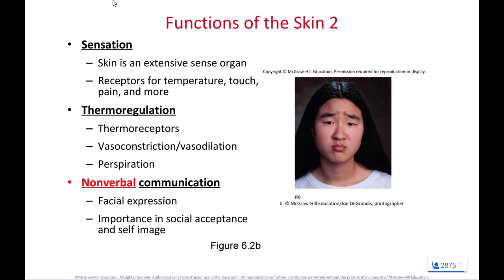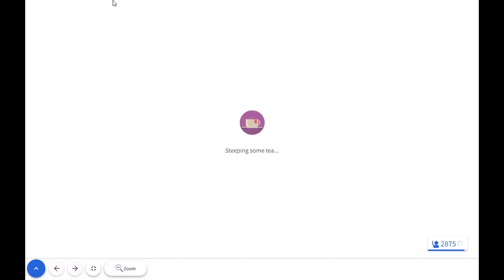And then finally, with our sudoriferous or sweat glands, we're going to have perspiration. That very serous or watery secretion will help to cool us off as the water evaporates off of the surface of our bodies. We also use our skin for nonverbal communication, raising an eyebrow or giving somebody the look. There's a lot of nonverbals that can happen with our skin.